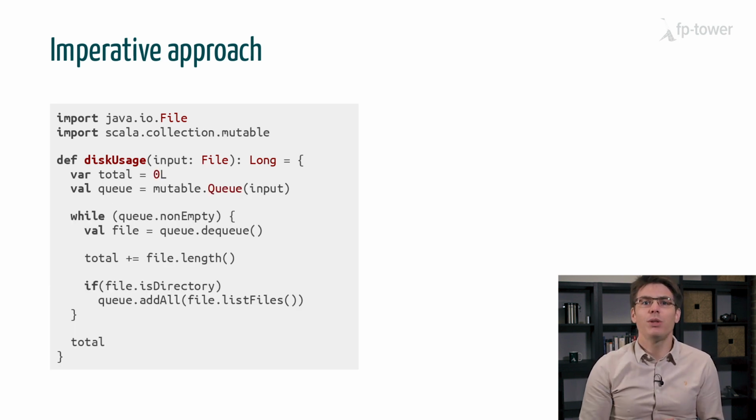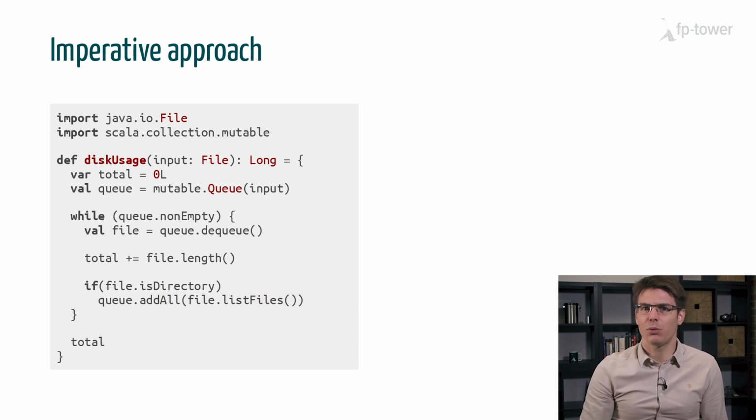The traditional way to tackle this problem imperatively is to define a mutable data structure to store tasks. For example, a queue, and we initialize it with the input file. Then we use a while loop to continuously remove elements from this queue until it's empty. Within the loop, we increment the variable total with the size of the file. And if it is a directory, we add all its children to the queue.